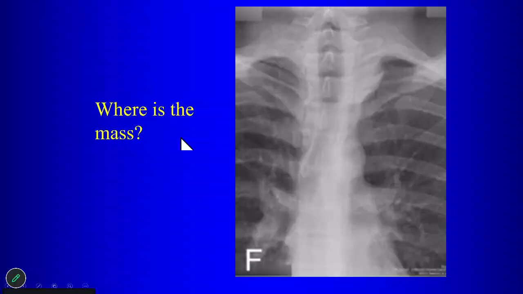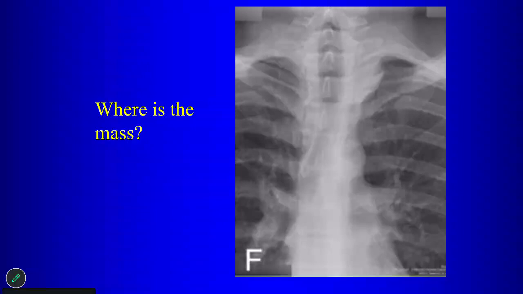All right, so one of our favorite games in chest is where is the mass? So where is the mass? Well, is it on the right or the left? Left. All right, it's on the left. Left apex. Okay. So there's something abnormal, opacity up here, right? So localize that for me. Where would it be and how do you know?